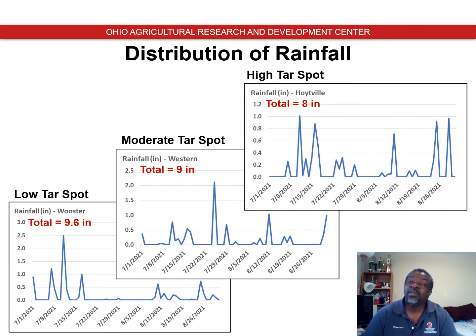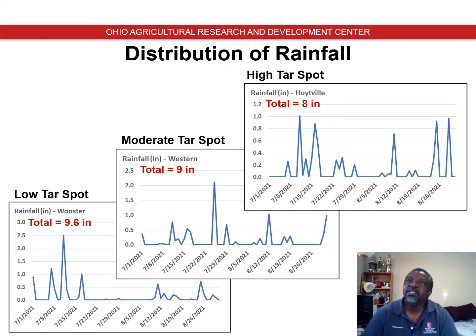The location where we saw the most tar spot was at Hoytville. We had slightly less rain, but it's still a lot of rain during that 8-week period. This is total rainfall. But what happened is that the rain at Hoytville was more evenly spread out over those 8 weeks. So what this tells us is that the amount of rain doesn't tell the whole story.